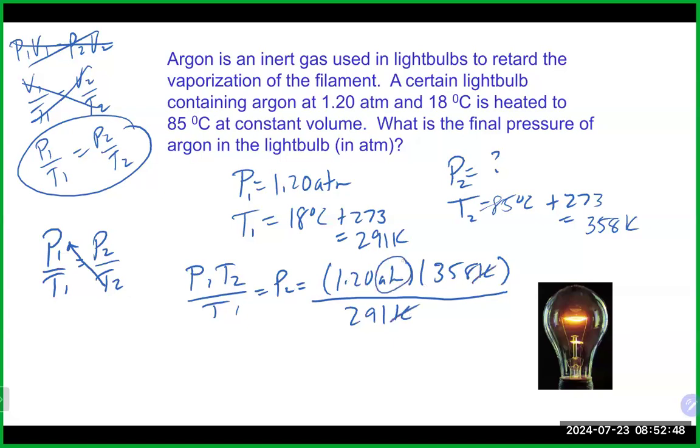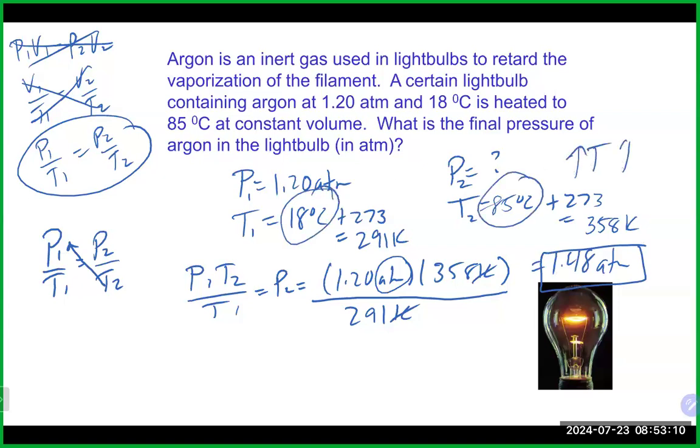Once again, Kelvin is going to cancel. In this case, it will leave us atmospheres up on top, which is good since we are looking for a pressure in this case. And that pressure looks like 1.48 atmospheres in this particular case. Once again, the temperature went up, and we would expect the pressure to go up, and again, it did in this case as well. Any questions on any of that there?